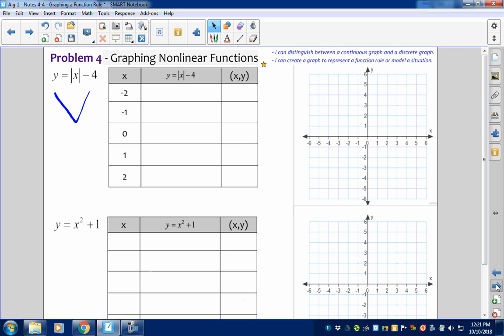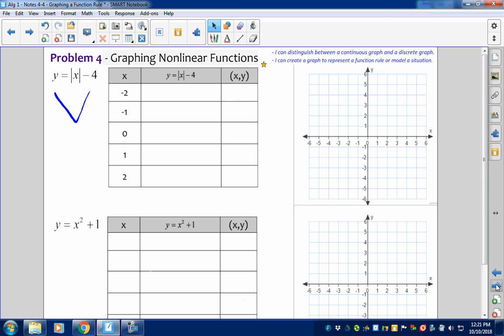-2, -1, 0, 1, and 2. That's a good start. It's not always going to give you enough points to get a good picture of the graph. It depends on where it's translated onto the graphing grid here.